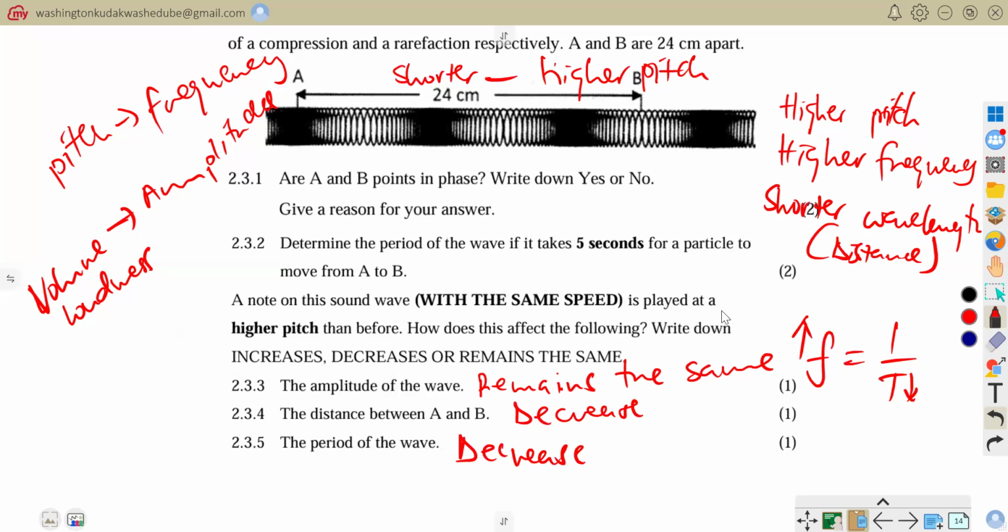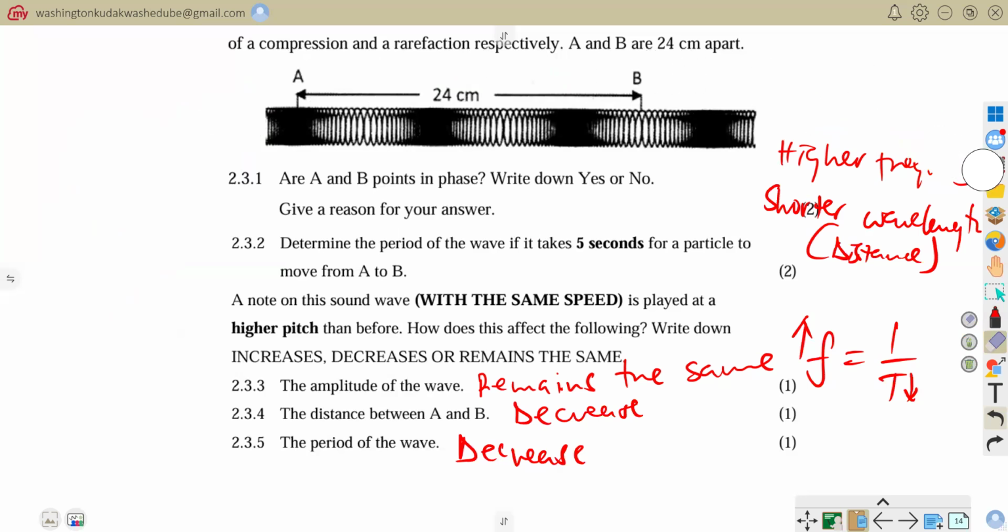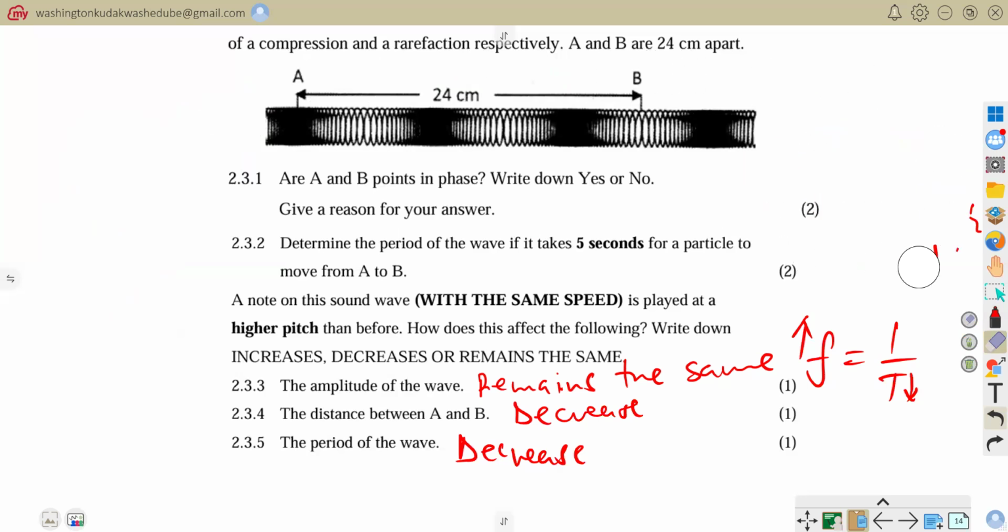So that is what they expected you to do there on question number 2.3. And that is how they would expect you to answer questions to do with sound waves. That is what you would be expected to know.